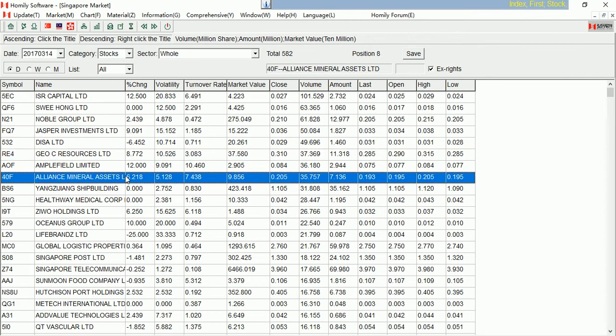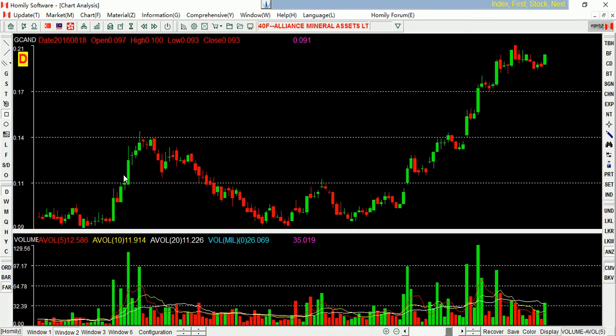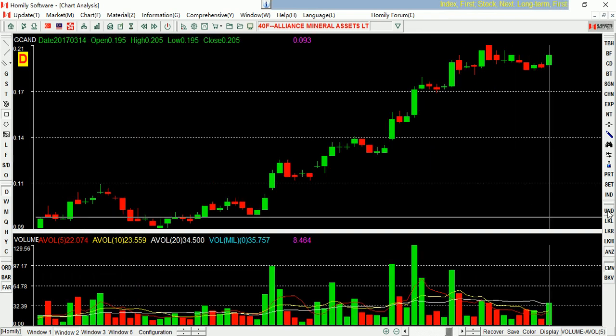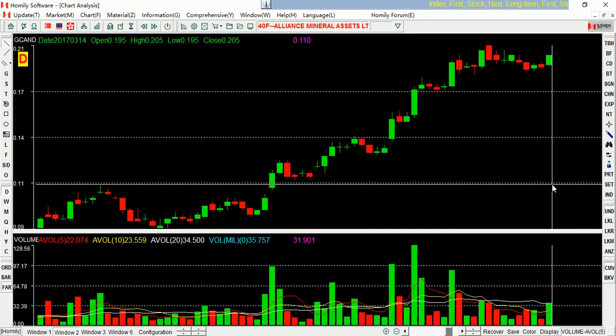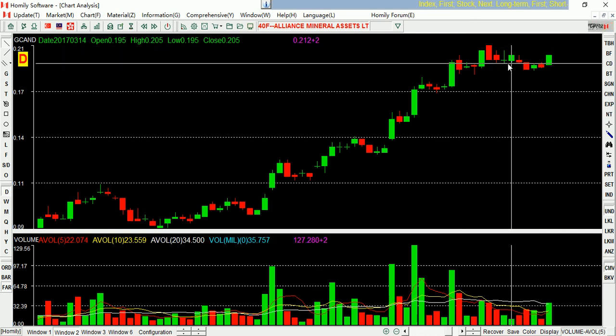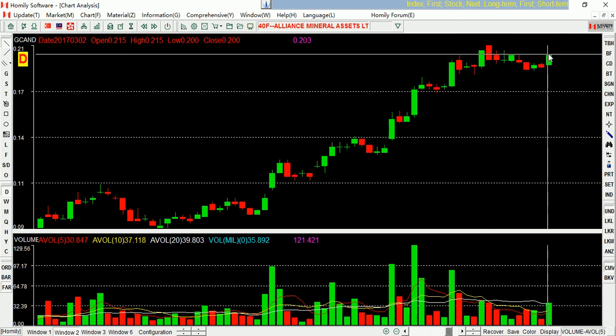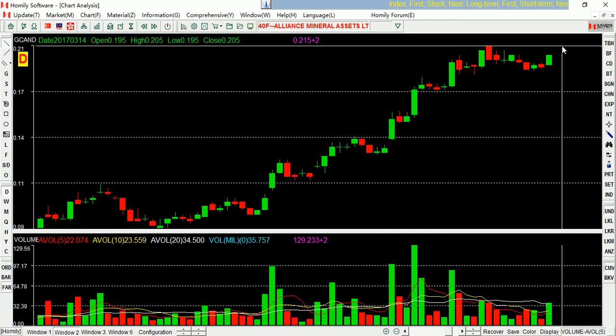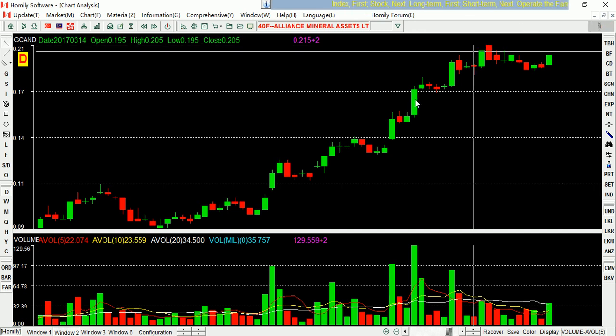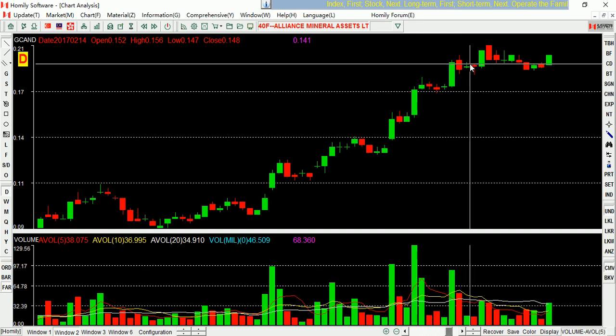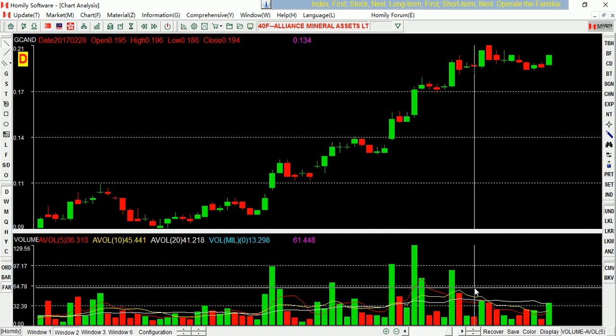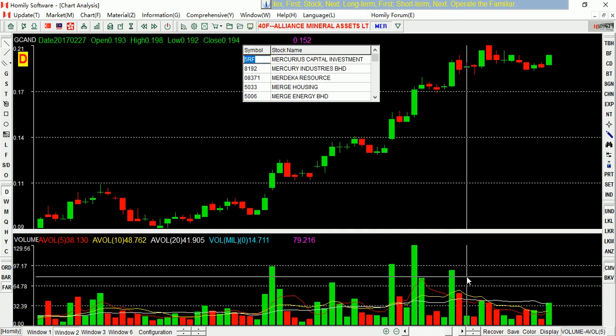Let's see Alliance. We see this candle, this one. Is Alliance good or not? This is the high point. So if you see the price just touch this high point and cannot break out, you should sell first. Okay, why? Because we can see here the price is up, but the volume decreases. Volume and price deviation.